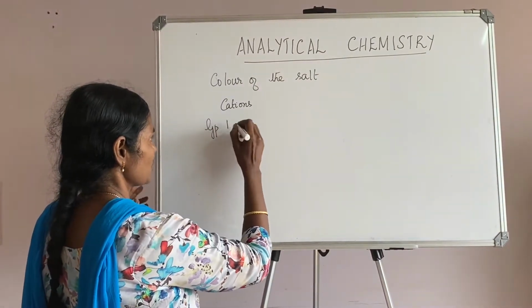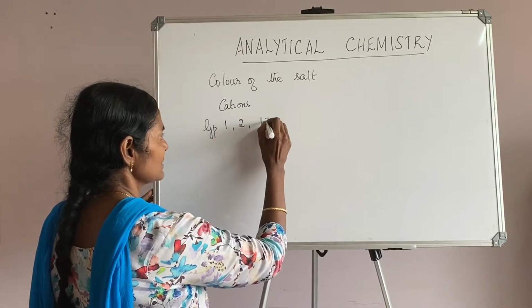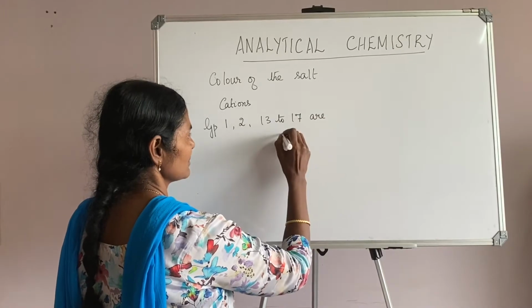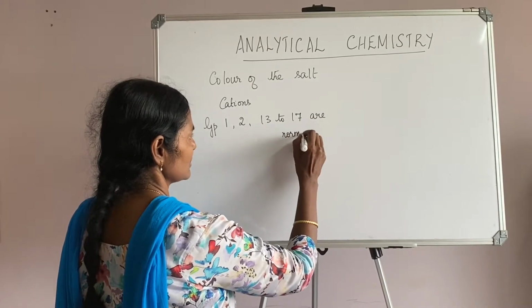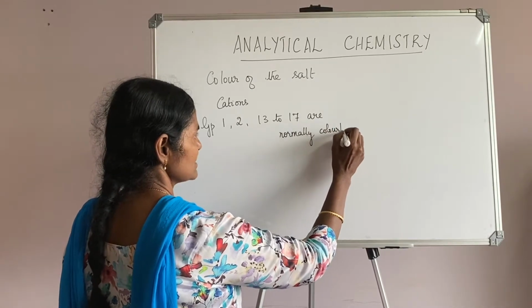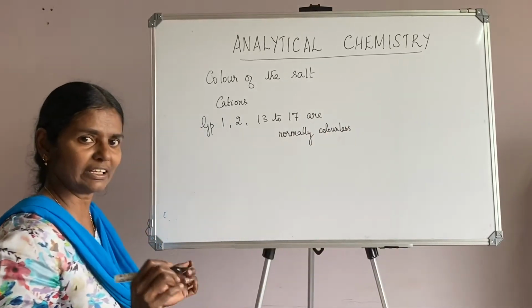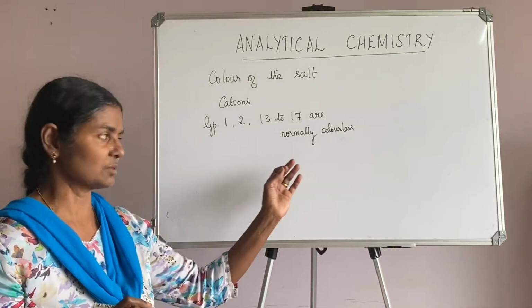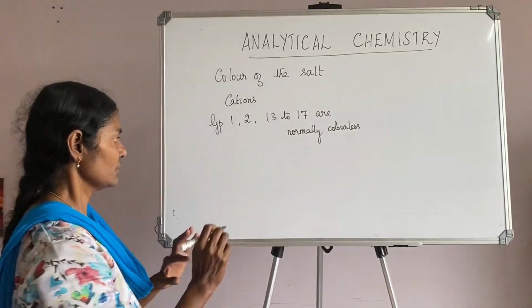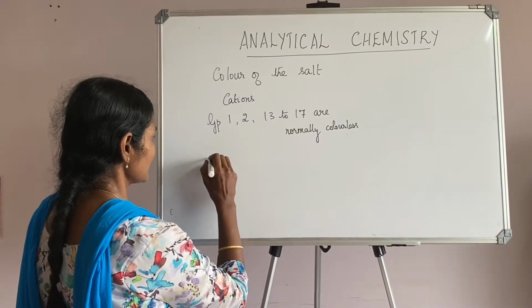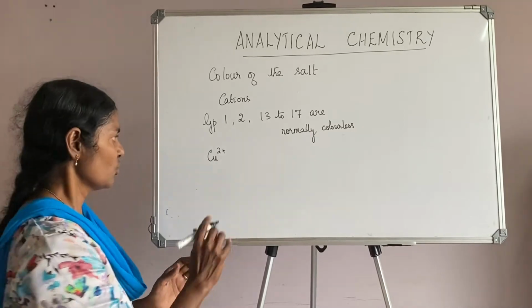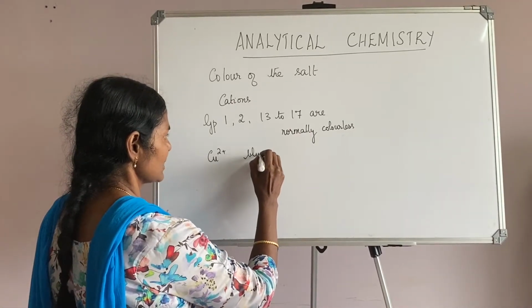That is group 1, 2 and 13 to 17 are normally colorless or white. Colorless we mean as a solution. When you add water to it, it becomes a colorless solution. Otherwise they are actually white solids. When you come to others, say copper ion, any copper salt would be bluish green in color.